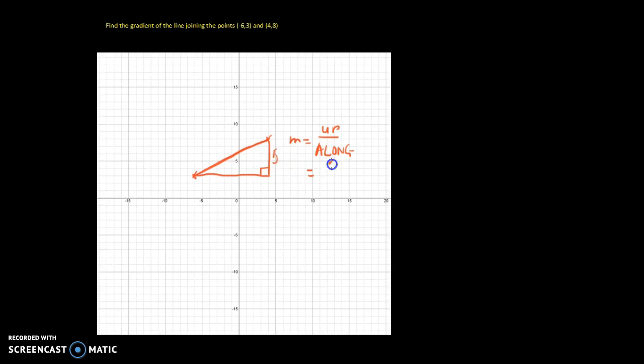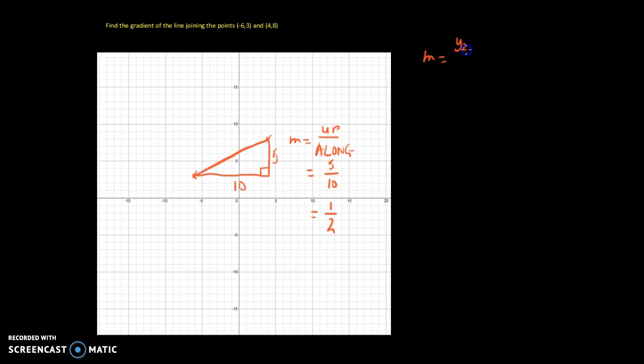So we've got 5 boxes up, and along 1, 2, 3, 4, 5, 6, 7, 8, 9, 10. 10 boxes along. The gradient is 5/10, or if we simplify that, it's 1/2. And that means for every 2 boxes you go along, you go up 1. So it's a measure of the steepness of that line. That's a graphical way. One other way is using a formula.